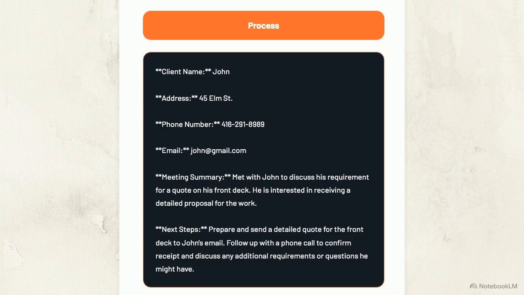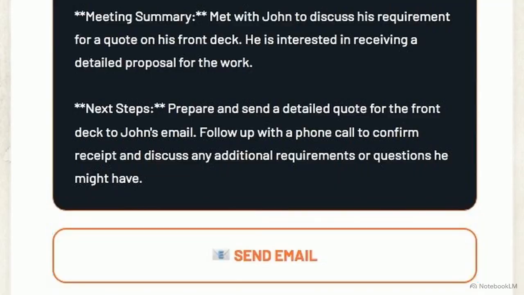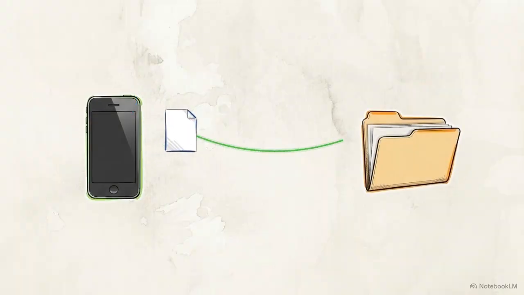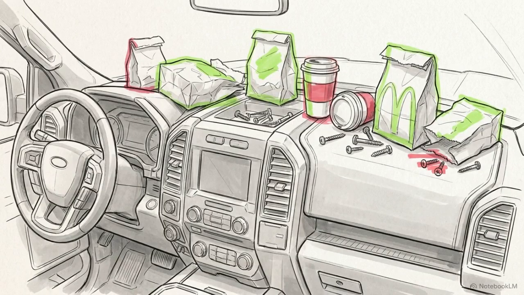It organizes John's contact info and the specific follow-up actions required, then sends it to your office email so the lead is captured permanently. Digitizing these interactions on the spot ensures that new opportunities are tracked in your office system, rather than being forgotten in the cab of the truck.